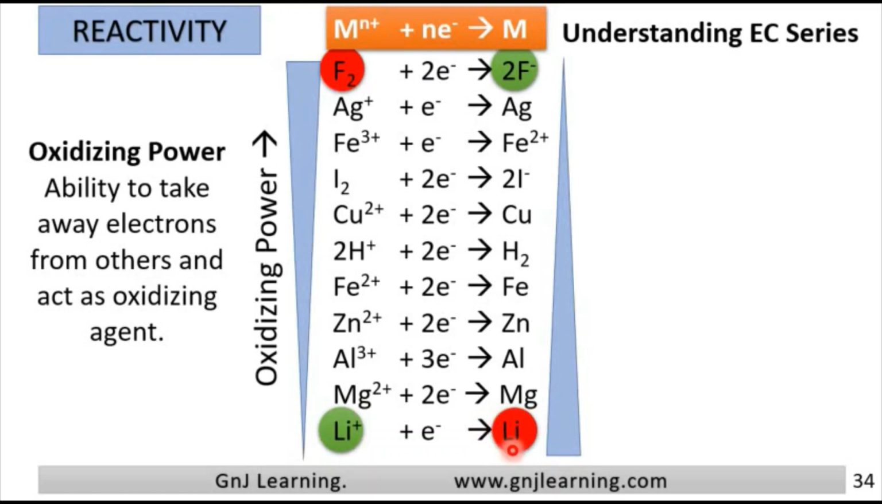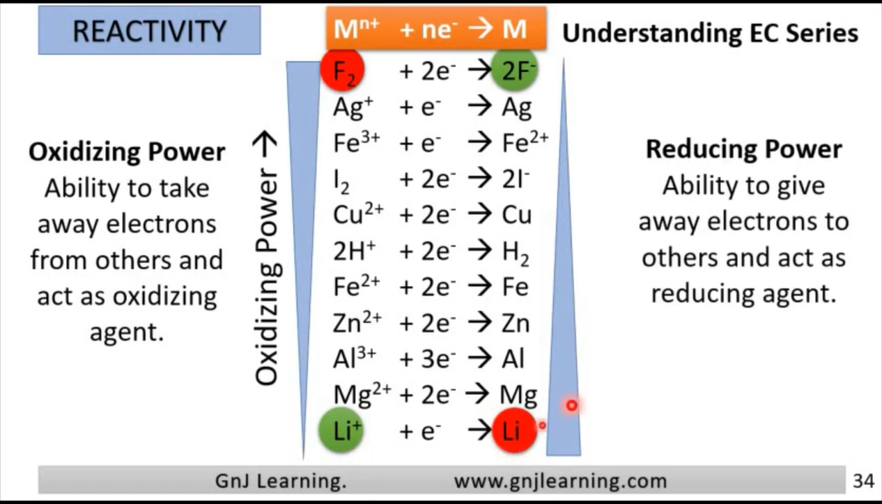If this is a reducing agent, its ability to give away electrons is called reducing power. And which species has this power the maximum? It's the most reactive, that is lithium. As we go up, this reducing power decreases, and fluoride, which is the most stable form, will not give away electrons. So reducing power increases down for these reduced species.